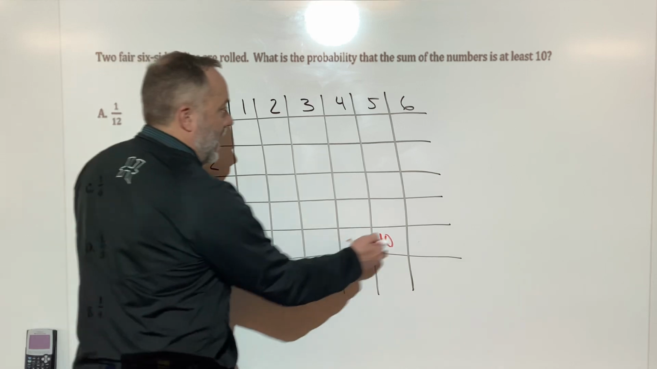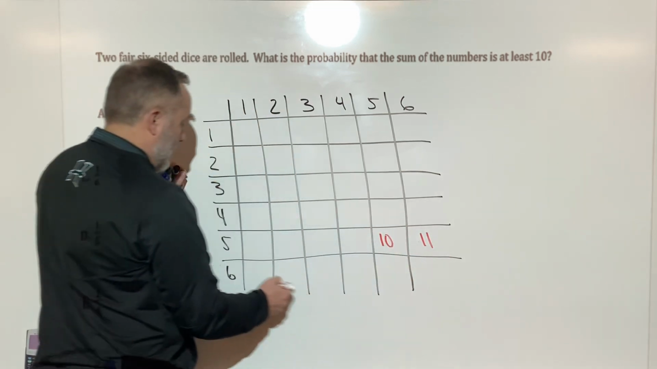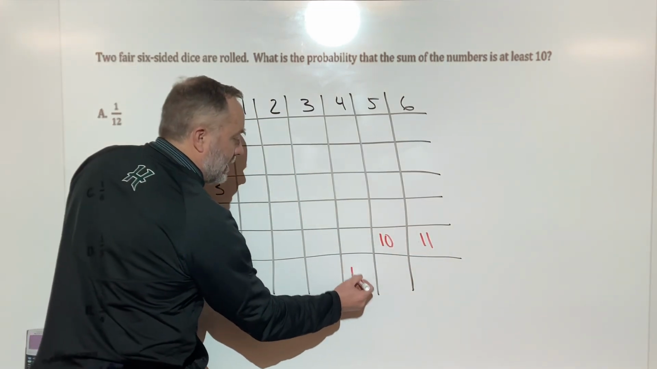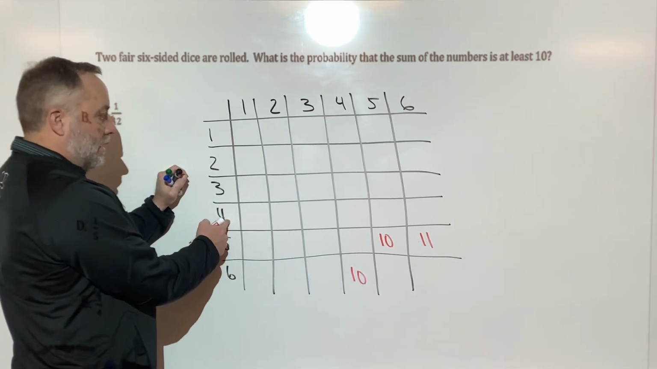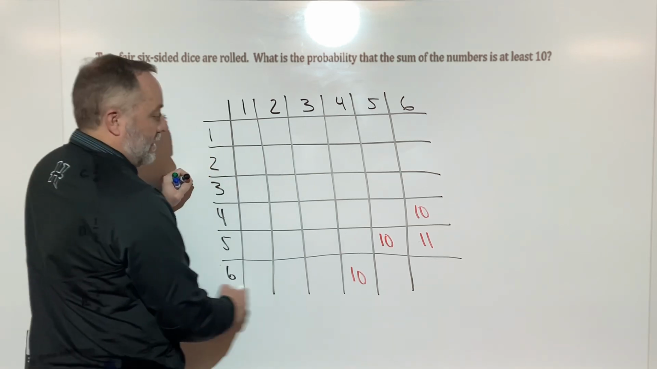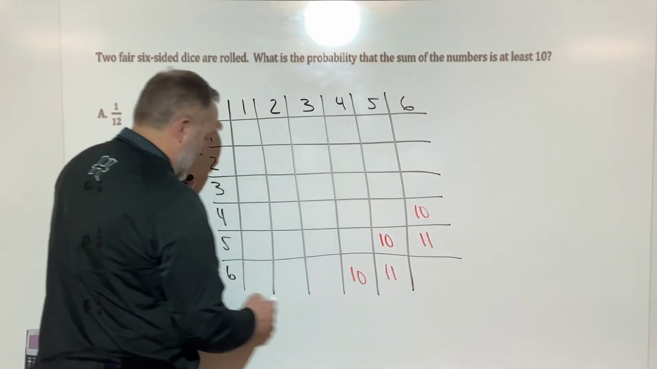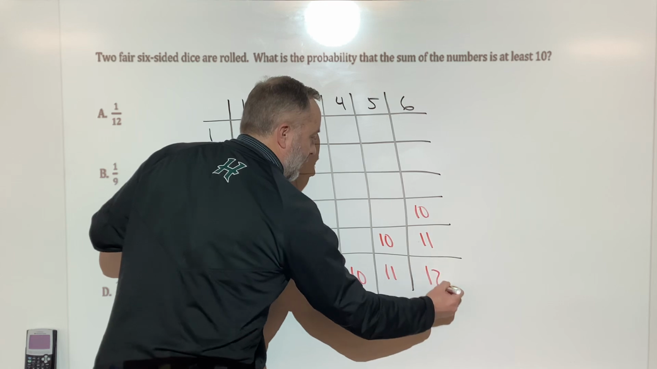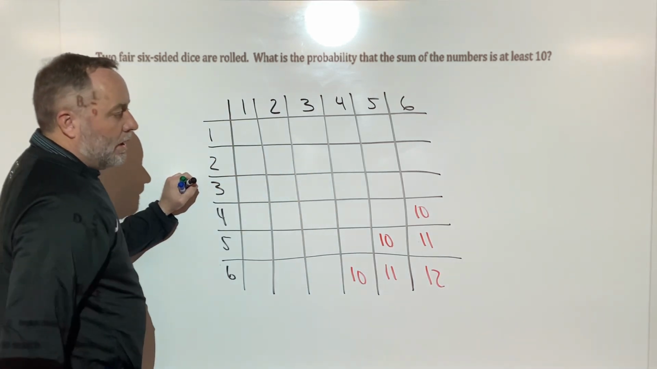Okay, let's check out 5 and 6 would be 11. 6 and 4 is also 10. So now let's check this. 4 and 6, that's 10. 6 plus 5 is 11. And 6 plus 6 is 12. Okay, so those are all 10 or more.